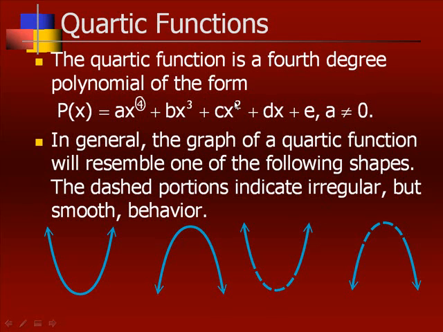In general, the graph of a quartic function will resemble one of the following shapes. The dashed portions indicate irregular but smooth behavior. This is typically your f of x equals x to the fourth graph, and this is your f of x equals negative x to the fourth graph. Sound familiar? Sort of like your x squareds? Well, we can have graphs that do all kinds of things on these dotted lines. It may just come up or down once, but these will depend on the third, second, and first powers of your x terms.